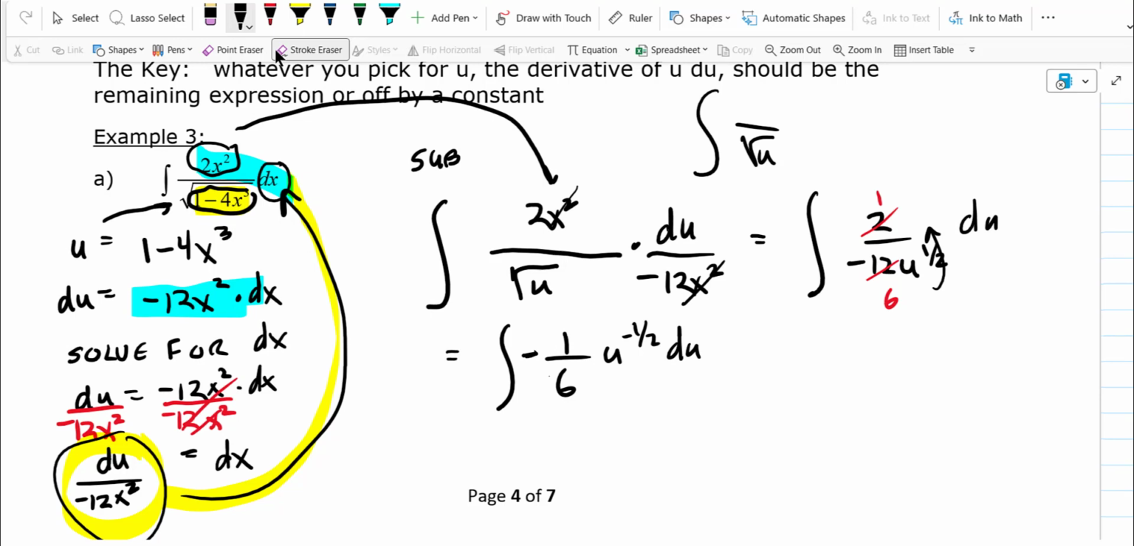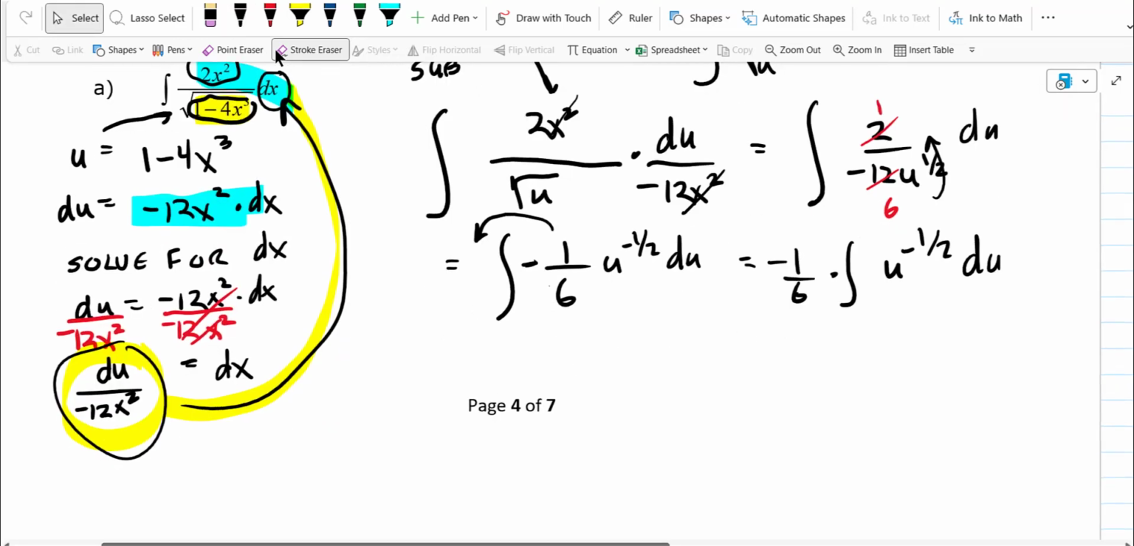Now there's a couple of steps that are optional. I did teach you all last time that you can bring a constant out of an integral. So you can do that if you want to. You don't have to show that step. You can just write down the negative 1/6 anyway.